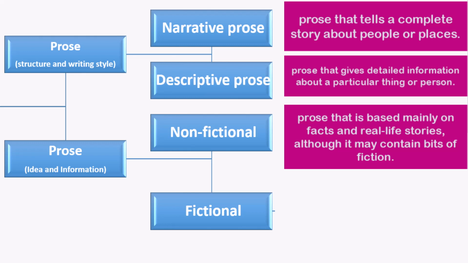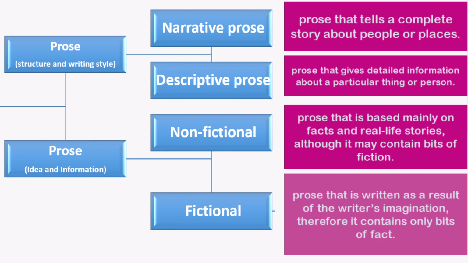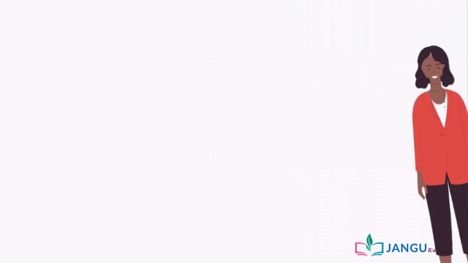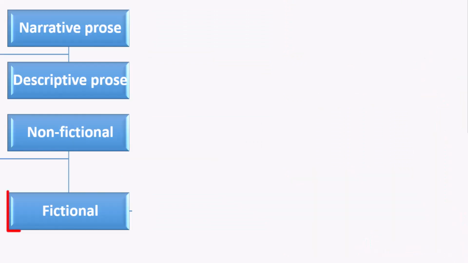2. Fictional prose. Fictional prose is prose that is written as a result of the writer's imagination, therefore it contains only bits of facts. Examples of fictional prose include novels, short stories, and novelettes. In this lesson, our main focus will be on fictional prose.